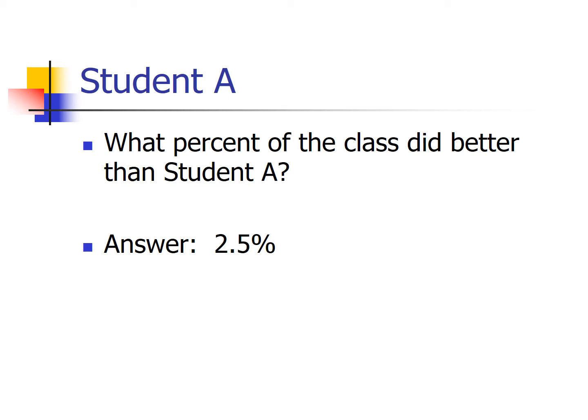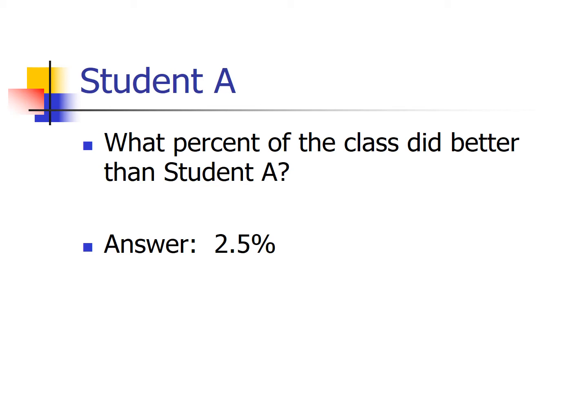Now, it turns out that the answer to this, and I'm going to try to talk us through it in the next slide or two, you may want to print this out and think about it at your own pace, but the answer to this question is 2.5%. So only a small proportion of the class did better than student A, right? I could flip that and say that student A, child A, did better than 97.5% of the class, right? Student A, child A, did better than virtually everyone. That's a pretty good accomplishment.